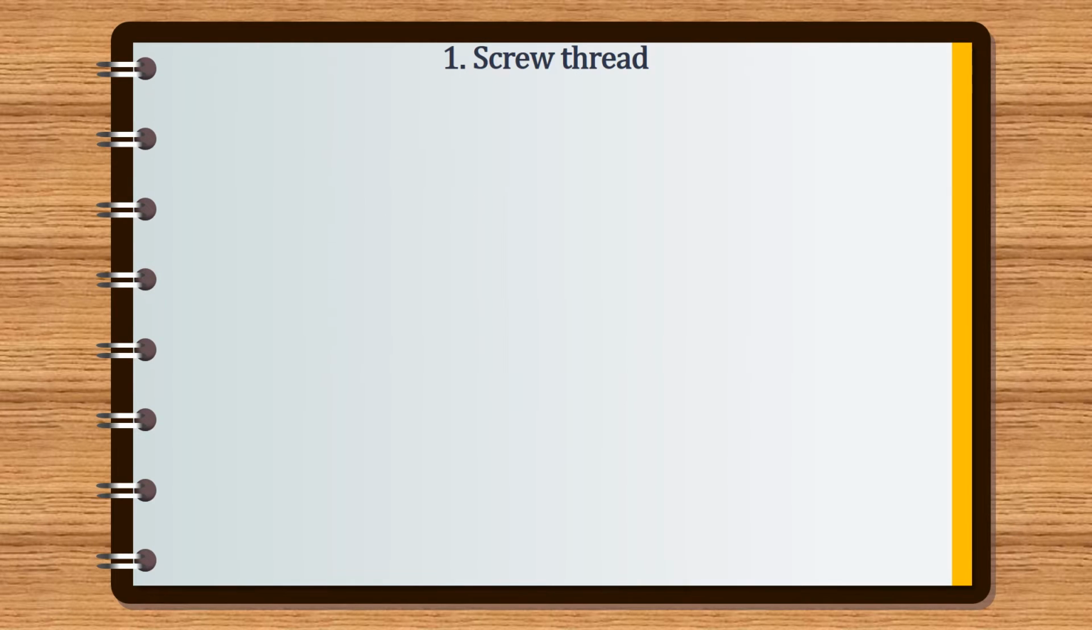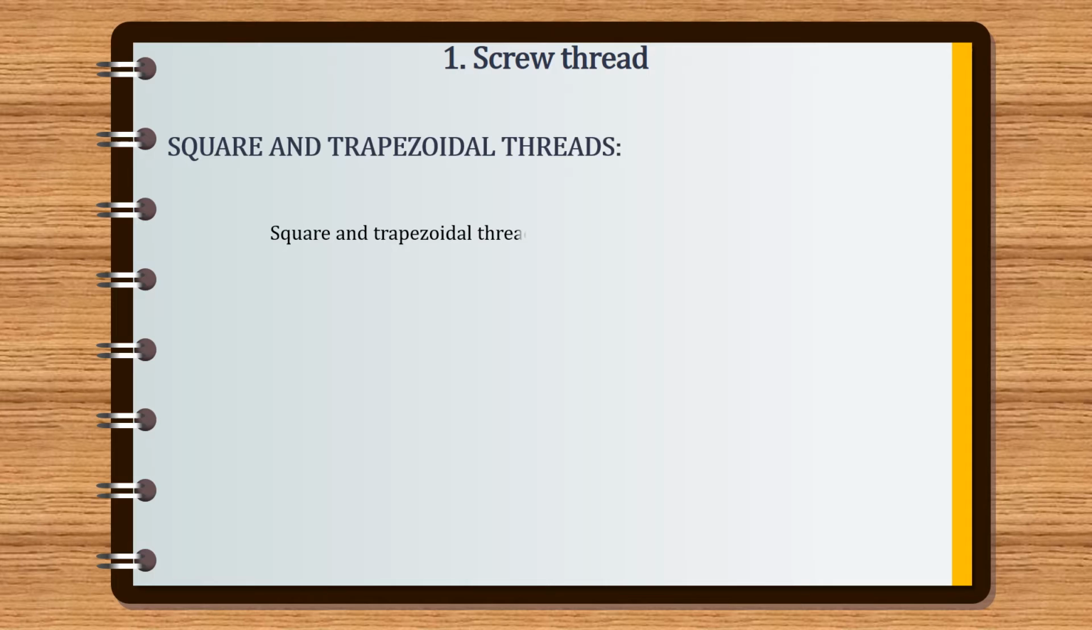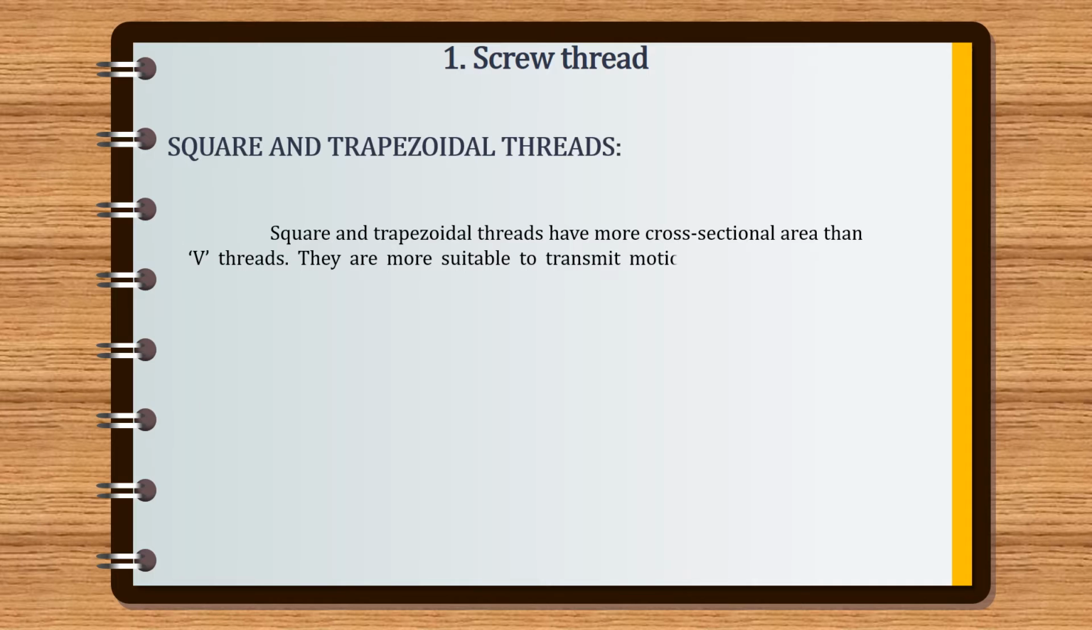And then, we are going to discuss square and trapezoidal threads. Square and trapezoidal threads have more cross-sectional area than V threads. They are more suitable to transmit motion or power than V threads. They are not used for fastening purposes.